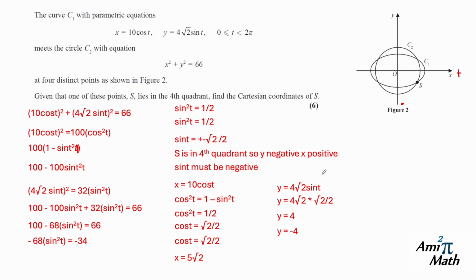And again, like we said earlier, as it is in the fourth quadrant, y is negative, so this becomes minus 4. This should also have been minus. And these are our coordinates, 5 root 2 and minus 4.